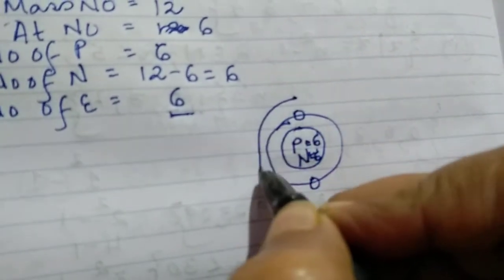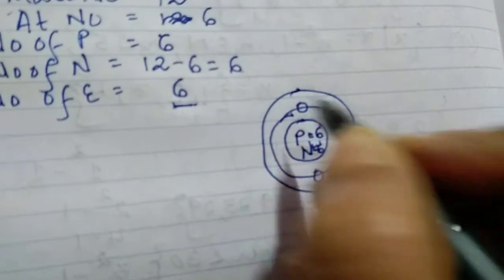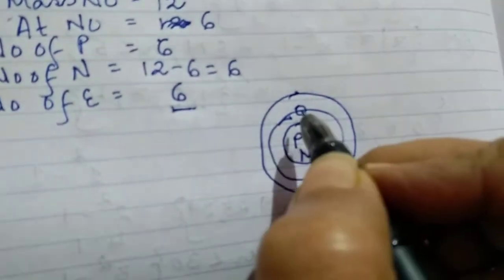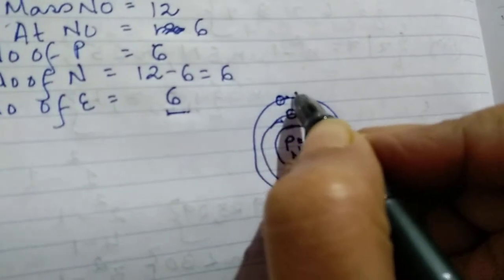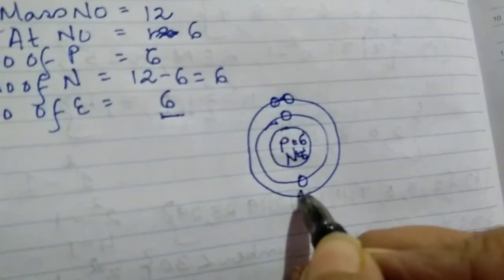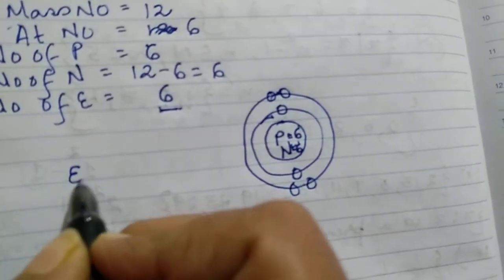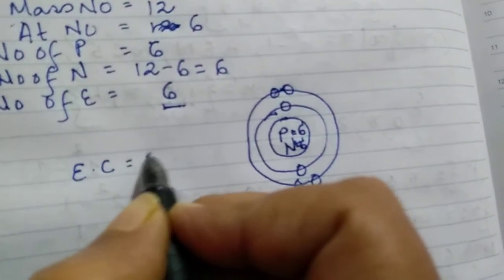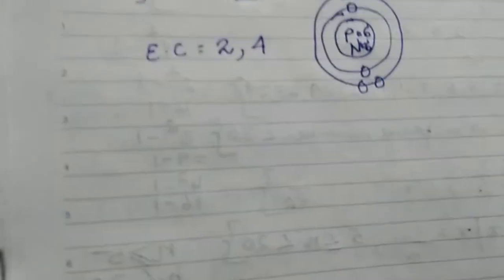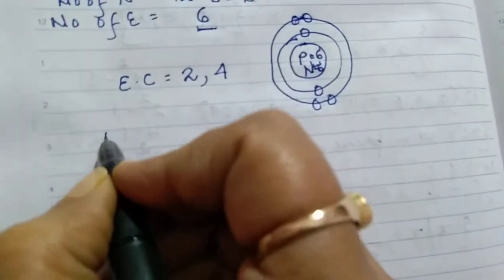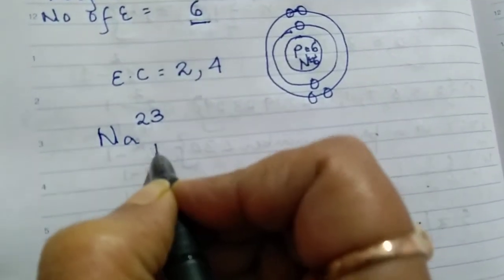When you take the second orbit, please do it with the compass. So out of 6 you have already drawn 2. Now you are supposed to draw 2 more. 1, 2, 3, 4. So the electronic configuration is 2, 4. Clear? Now suppose I take an element like sodium, 23, 11.